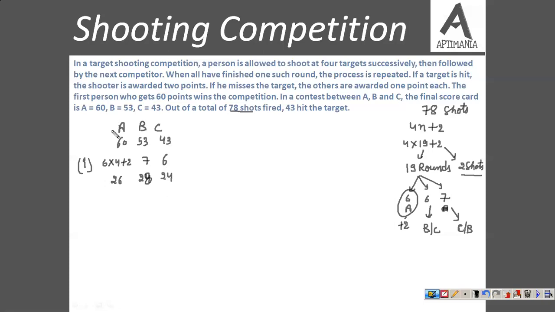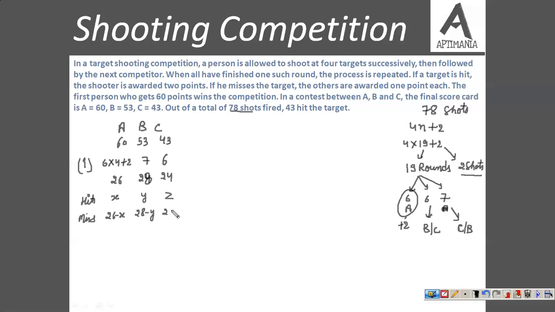Now we know that for every shot which hits the target, 2 points are awarded, and for every shot that misses the target, 1 point is awarded to the other 2 contestants, you can say, right? So I am assuming that out of these 26 shots taken by A, X shots hit the target. So the number of shots that miss the target must be 26 minus X. In case of B, let us assume that Y shots hit the target. So 28 minus Y must have missed the target. In case of C, let us assume Z to be the number which hits the target.